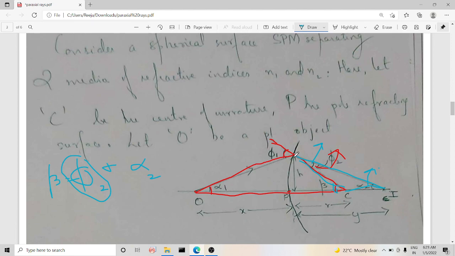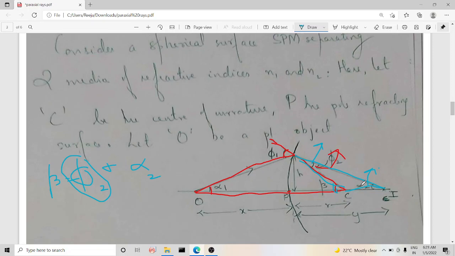Now this is alpha 1. Tan alpha 1 must be equal to this height h from the principal axis to the point of incidence, that is h, and this is x, the adjacent side. Tan is opposite side by adjacent side. So tan alpha 1 is equal to h by x, and tan beta is equal to h by r. R is the radius of curvature, small r is the radius of curvature.